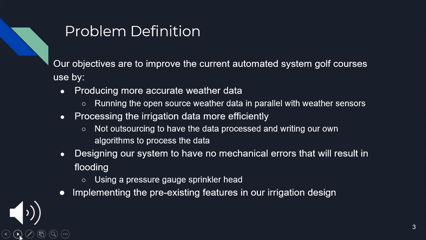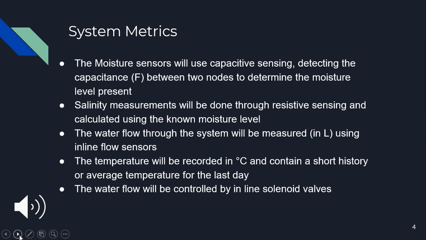We will design our system to have no mechanical errors that will result in flooding, and we plan to do this by using pressure gauge sprinkler heads. And while doing all of this, we will also implement the pre-existing features that they had in the Turo Turf Guard. I will now take you through some of our system metrics.